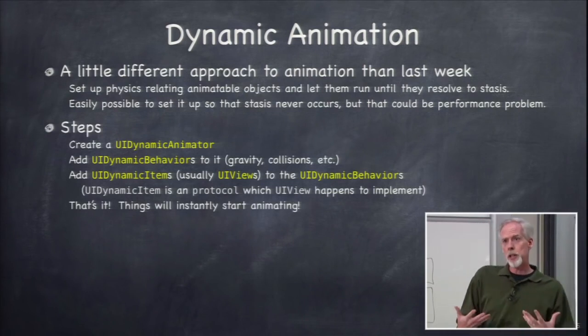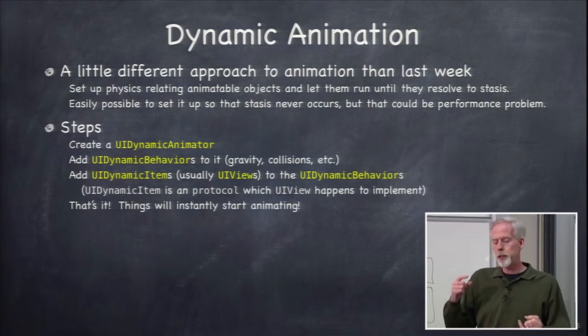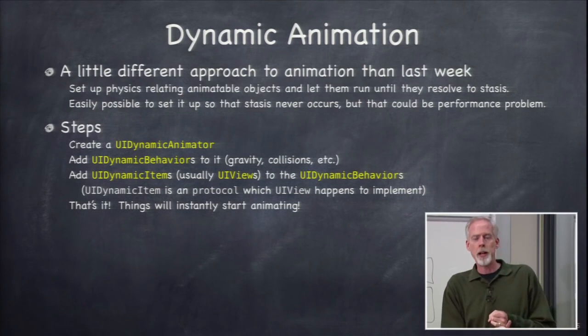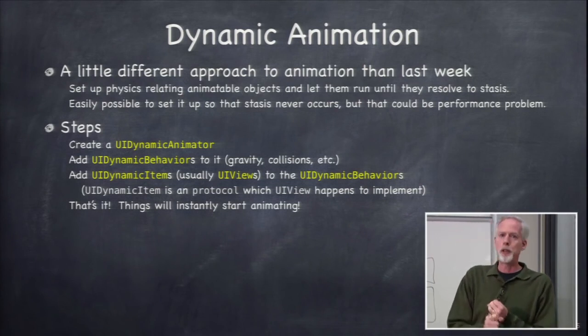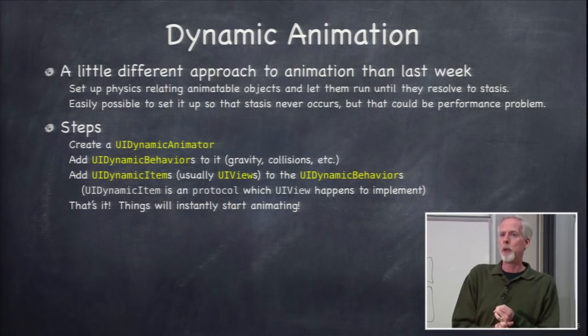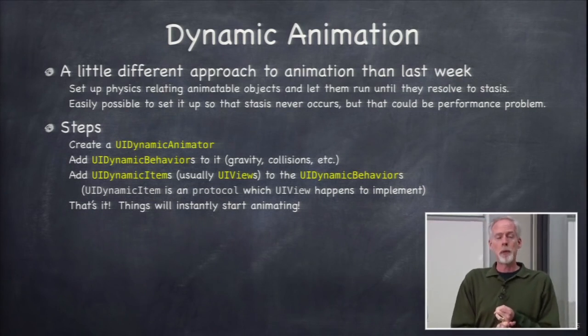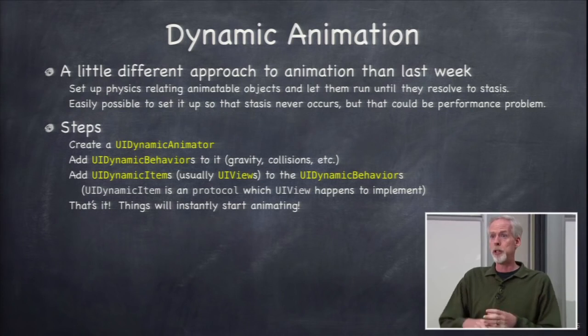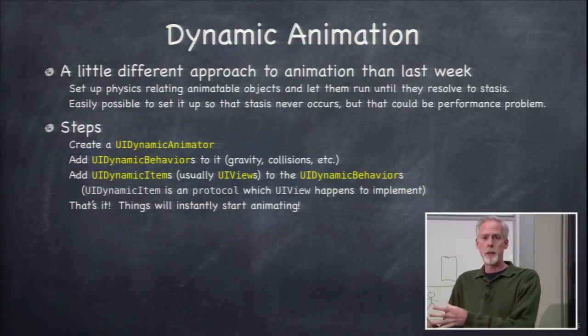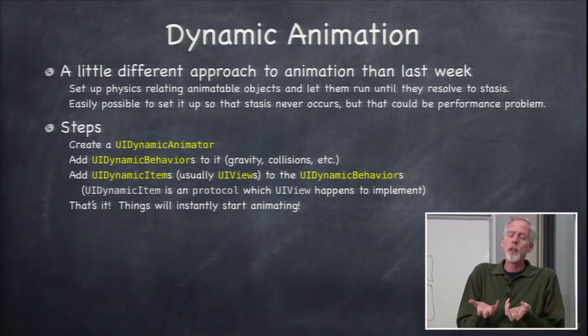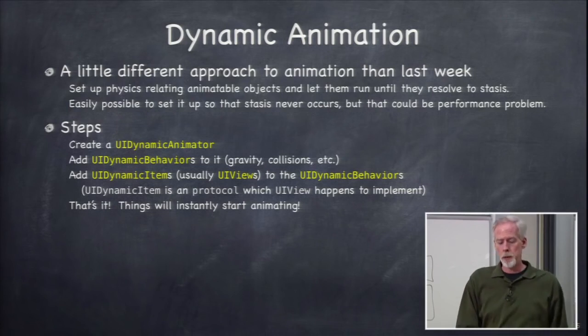The way you make this stuff work, it's a multi-step process. The first thing is you're going to need a UIDynamicAnimator. That's the class that really drives the whole thing. So you need one of those, and you'll only have one for any animation that's going on. You can have multiple UIDynamicAnimators if you had, for example, another view doing some animation at the same time. But within your own view, you're probably just going to have this one animator.